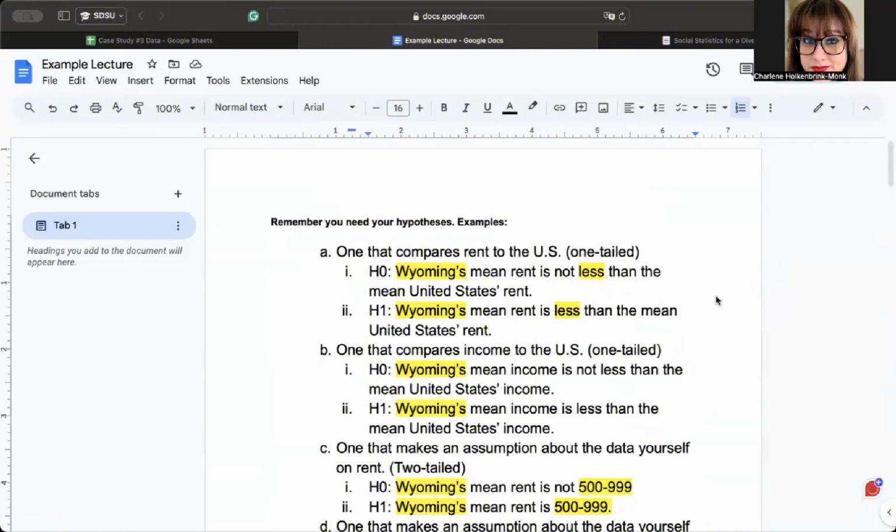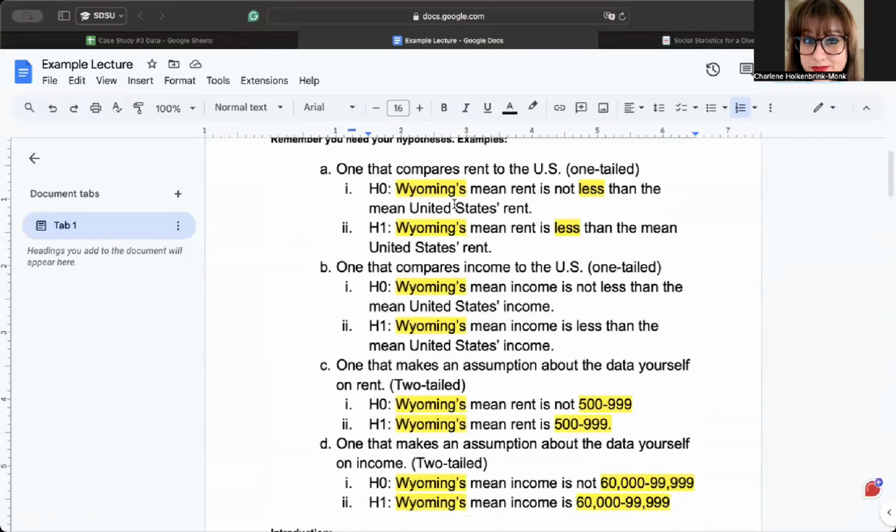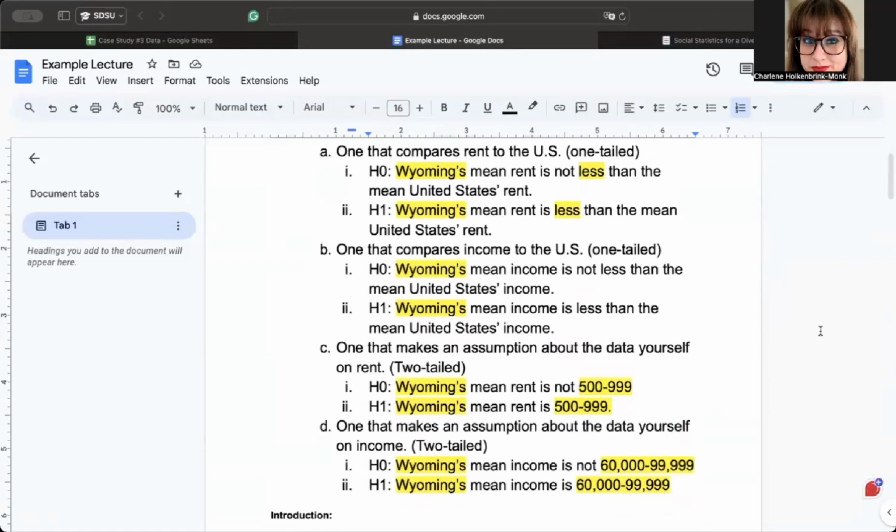For case study number 3, one of the big points is to learn how to create hypotheses, test them, and then interpret them. Several weeks ago in one of the announcements, I gave you some examples. I used Wyoming, for example. And as a reminder, you are developing 4 sets of hypotheses.